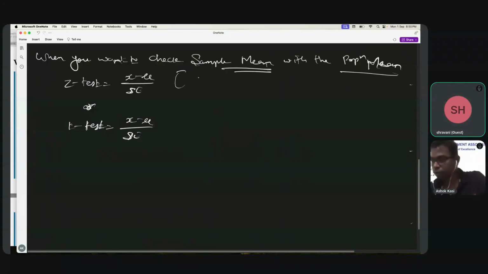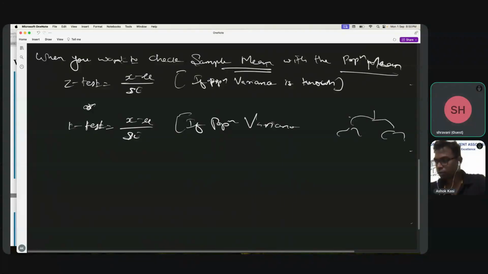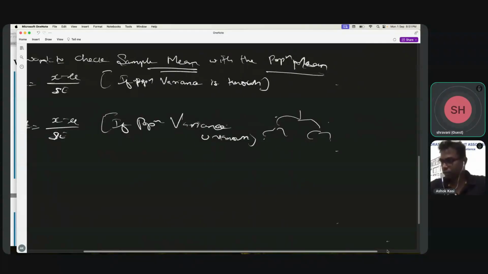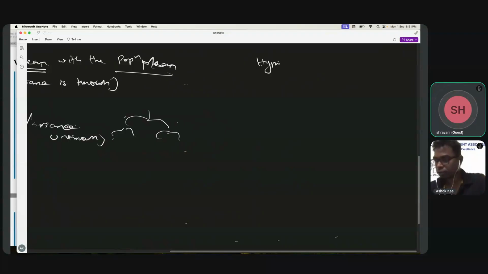Now this should depend on the condition: if population variance is known, or if population variance is unknown. I'm referring to that table. You remember that graph? Yes. That graph: hypothesis, population variance unknown, known, normal distribution, non-normal distribution. I'll write that as well so that it becomes a complete video.